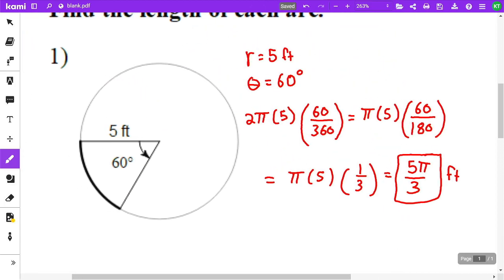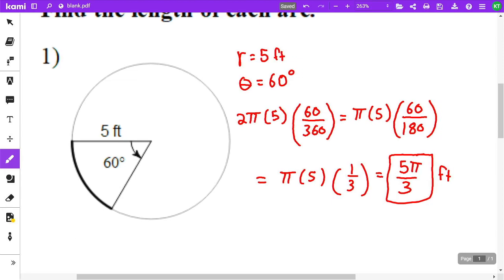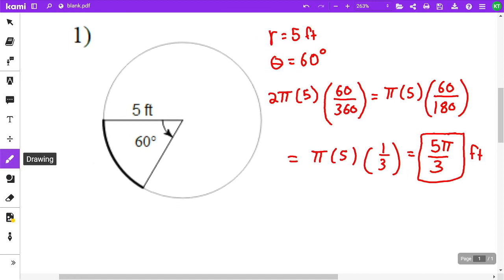If I want to do this in radians, I'm going to go ahead and convert 60 degrees to radians. I'll do that in blue. And to convert that, I would just do 60 times pi over 180, which gives me 1/3 pi, or pi over 3.